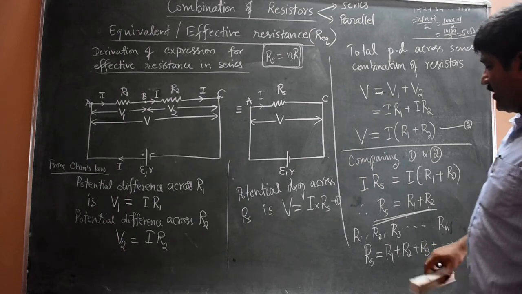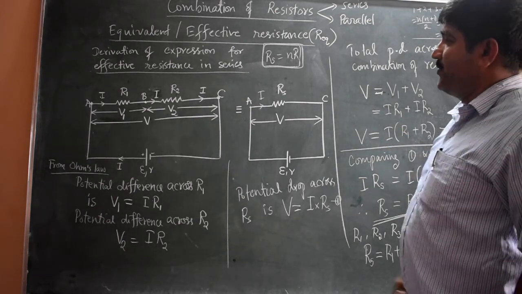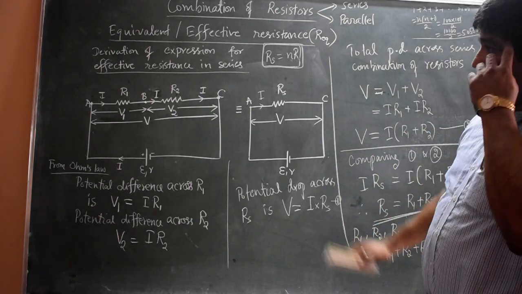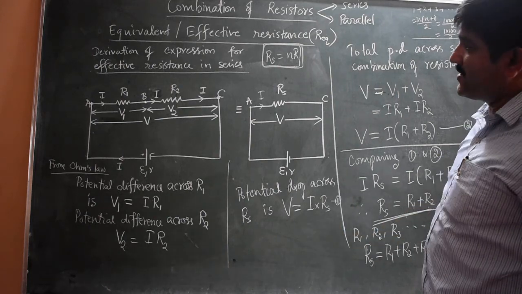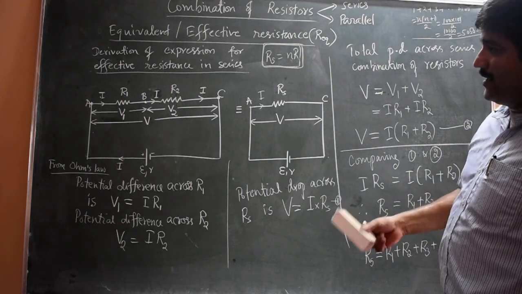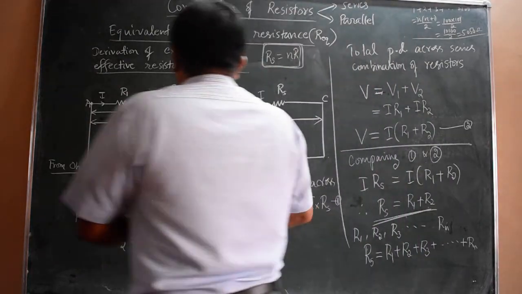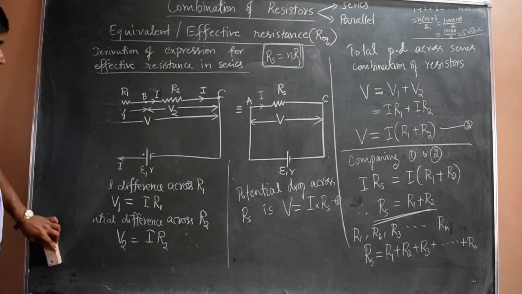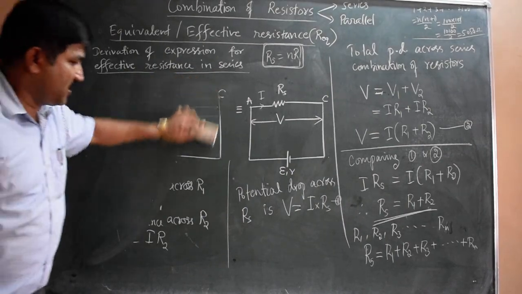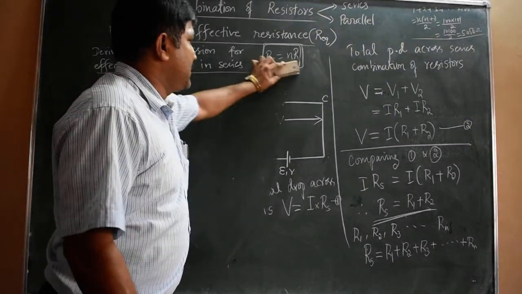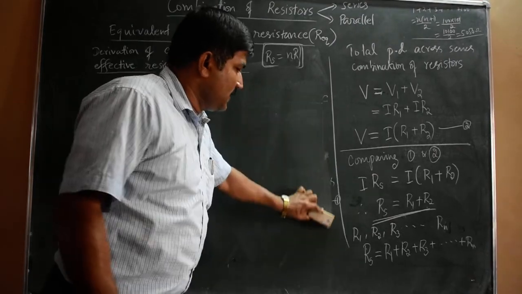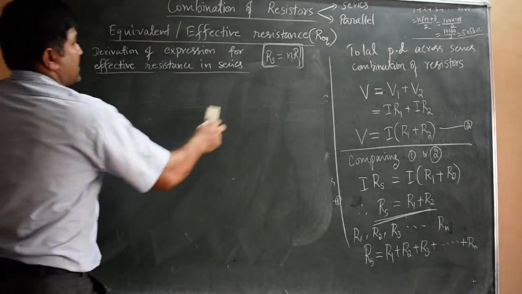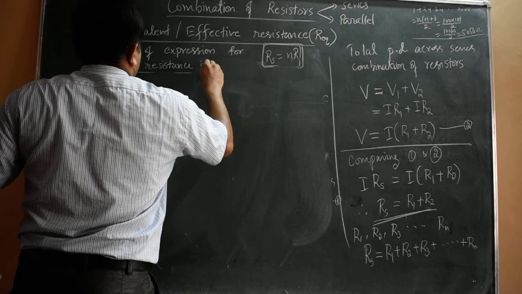Okay, so that's all about the effective resistance or the equivalent resistance in case of series combination of resistors. Now next I will move to the parallel combination of resistors. So, derivation of the expression for the parallel combination of resistors. Here also the derivation we will do for two resistors. So hence it is in parallel.